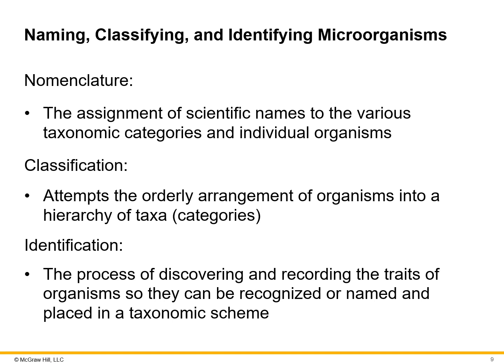All right, so just kind of finishing up here, looking at how we name organisms. So a few terms, again, nomenclature, that is a specific scientific name. So we are Homo sapiens, that's our nomenclature. That gives us a specific kind of category here to identify individual organisms. And organisms are also classified, which is an attempt to orderly arrange organisms into different classes or categories. And then identification is just the process of discovering and recording the traits so they can be recognized, given a specific name or nomenclature, and classified into one of those categories. So identifying and placing them into their correct place.